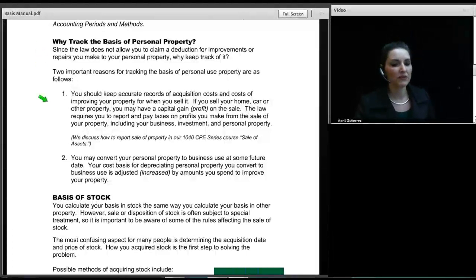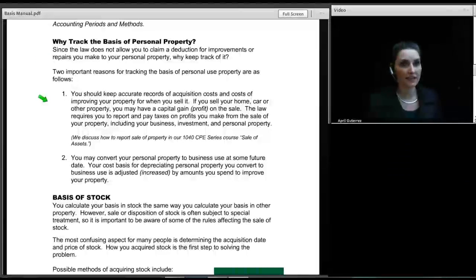So since the law does not allow you to claim a deduction for the improvements of property, why do you keep the receipts? Well, the first one is you may eventually sell it, as I've said, and especially when we're talking about real estate, you can hold that for many, many years, 20, 30 years, and you're supposed to hang on to the receipts the whole time.